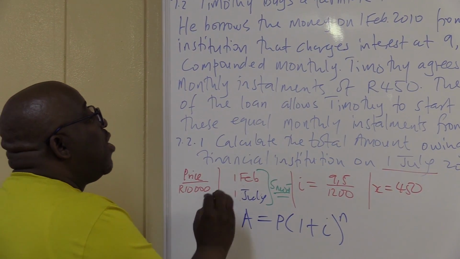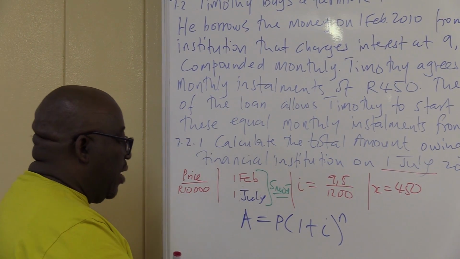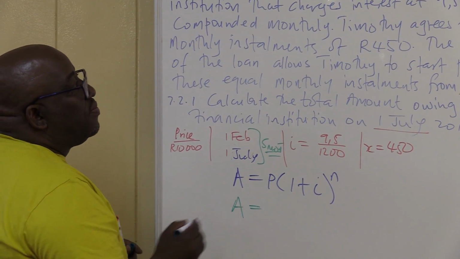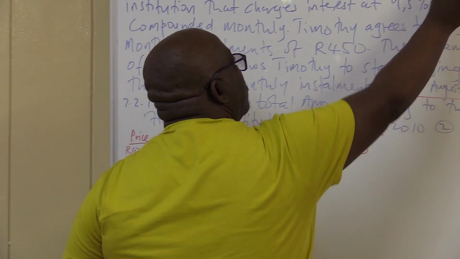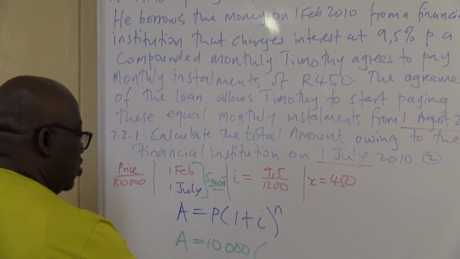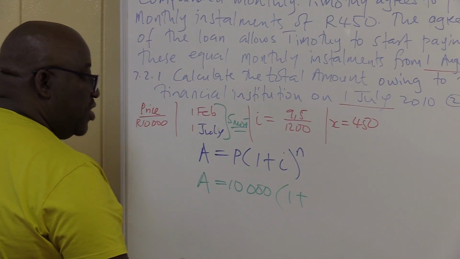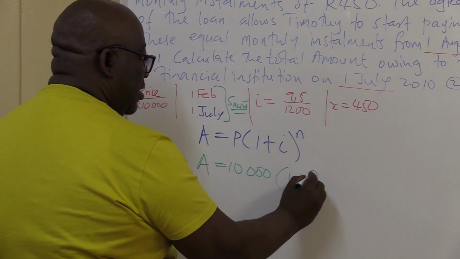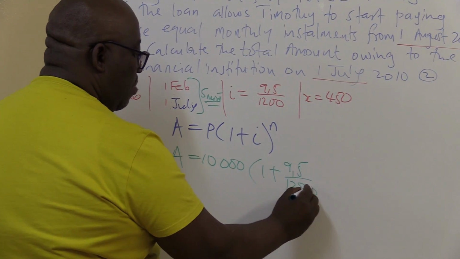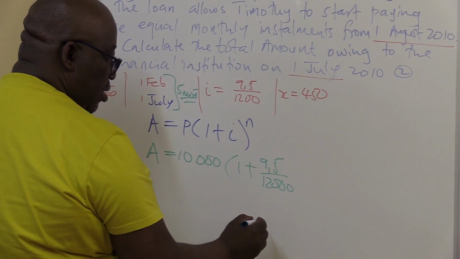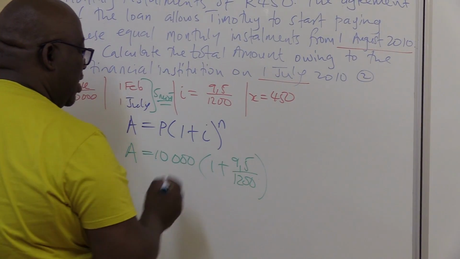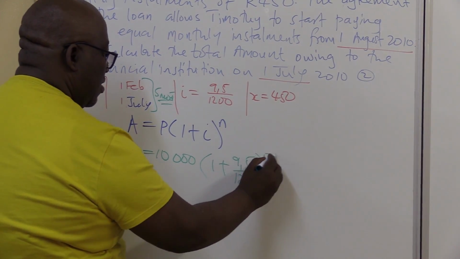So we want to know before he starts paying, how much will he be owing? So A is equal to, what is the original amount of the loan? It is 10,000, times 1 plus, what is the interest rate? There in front of us, it is 9.5 over 1,200 because it is compounded monthly. You close the bracket, you write n is 5 months.